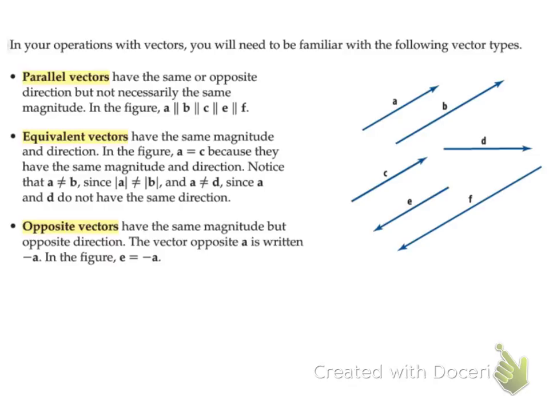Opposite vectors have the same magnitude but opposite direction. The vector opposite A is written as negative A. So E is the opposite of A, or negative A. So E, which is here, is the exact same length but opposite direction. So that is the opposite vector.